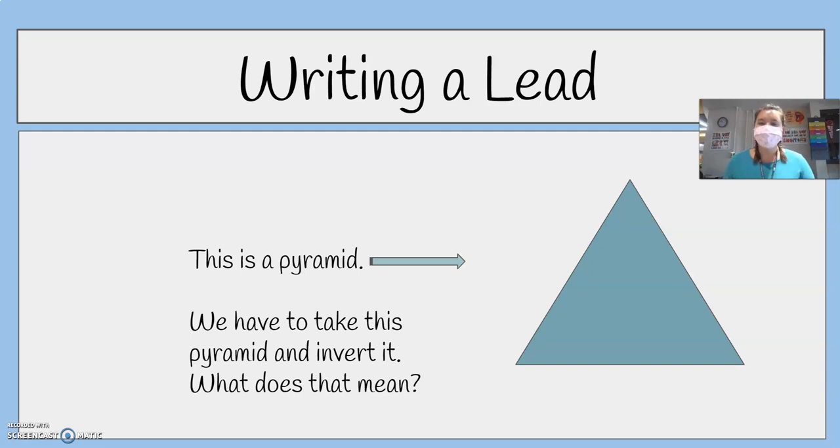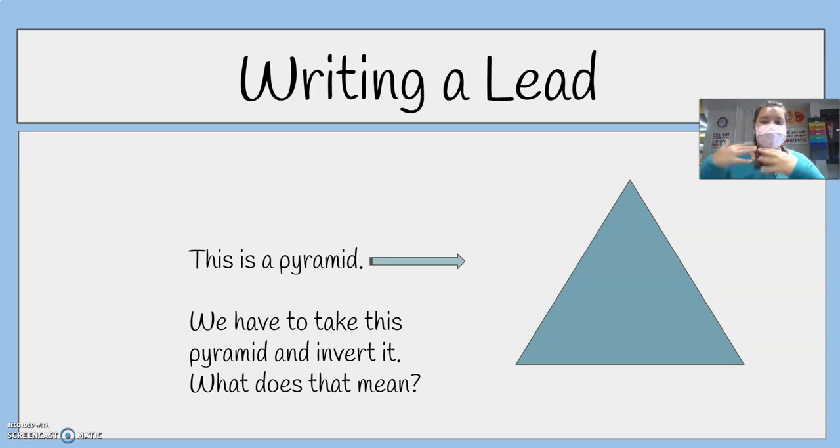Today we are going to talk about how to write a lead. This is probably a term you've never heard before, and that's okay. A lead is the very beginning of a story. You have probably heard the word hook before, that first sentence when you write a paper and you have to really hook your readers, grab them and make them interested. We call it a lead. It's the beginning of your story. You're leading off what your story is about.